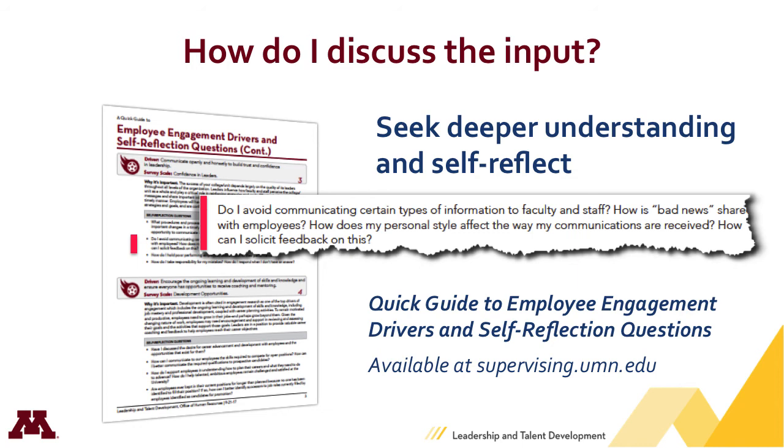Do employees hear rumors before there is an opportunity to communicate important information directly to them? Do I avoid communicating certain types of information? How is bad news shared with employees? How does my personal style affect the way my communications are received? As you ask yourself these questions, you may realize something. For example, maybe you really hate giving bad news, so you've been waiting too long to share it with others, and you haven't been as direct as you could be, which has confused the people in your department.